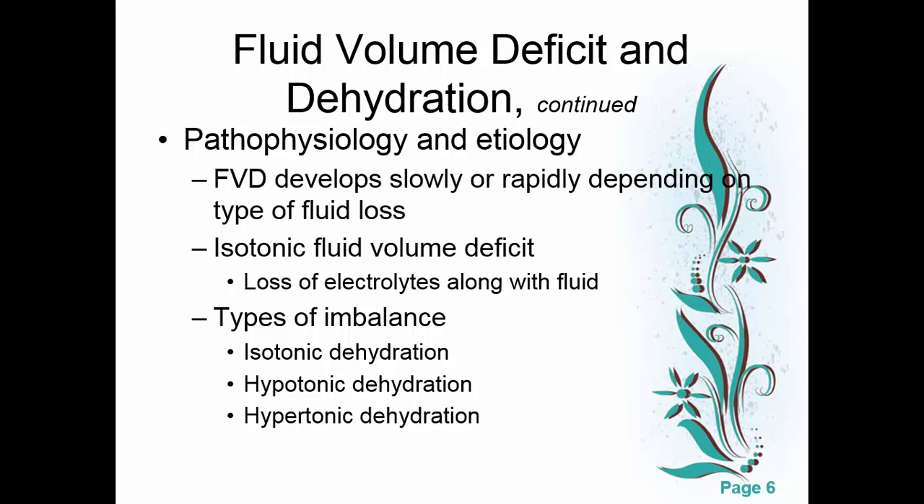Your hypertonic dehydration is also called hypernatremic dehydration. This occurs when sodium loss is proportionately less than water loss, so they will have increased serum sodium levels. This could be from diabetes insipidus, giving IV fluids or tube feedings that have high electrolyte levels.